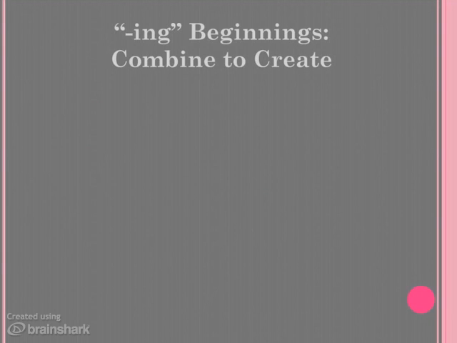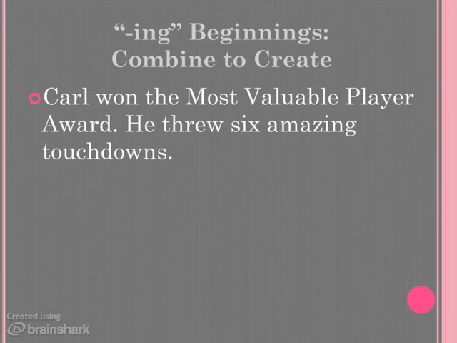Let's examine this strategy a little closer as we read 2 sentences that could also be combined for variety. Carl won the Most Valuable Player award. He threw 6 amazing touchdowns. How would you combine these 2 shorter sentences to create one sentence that uses an ing phrase at the beginning?